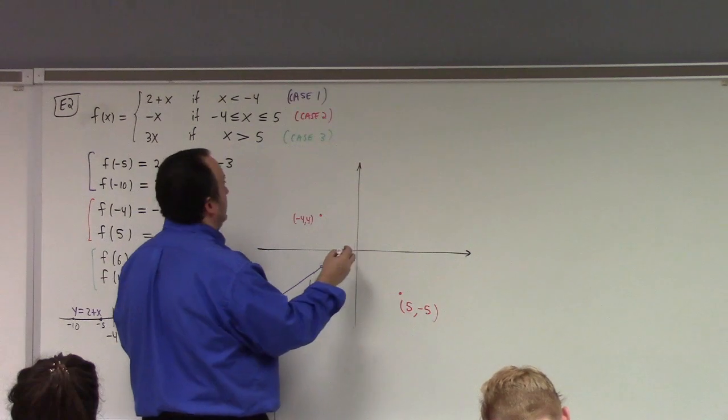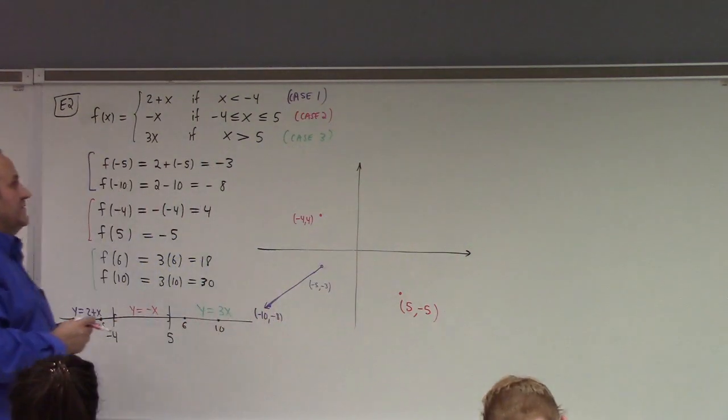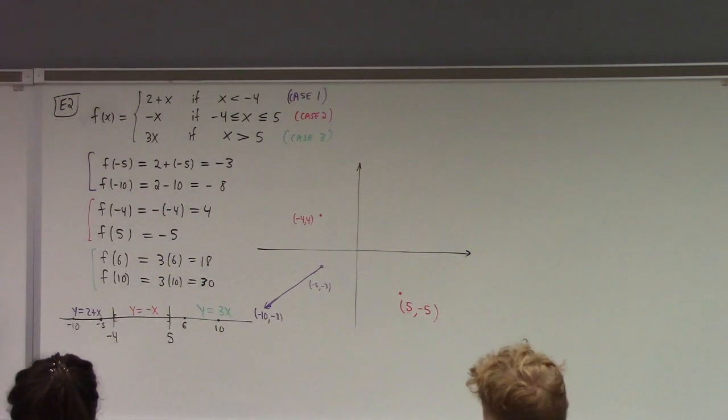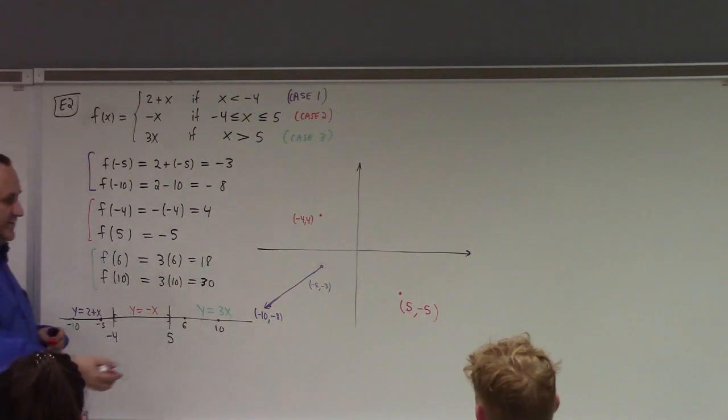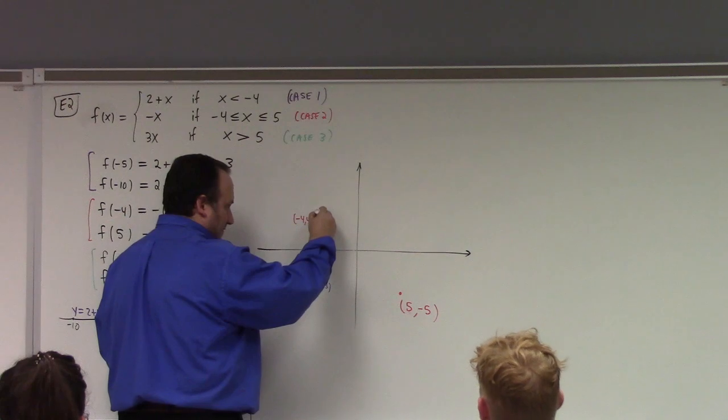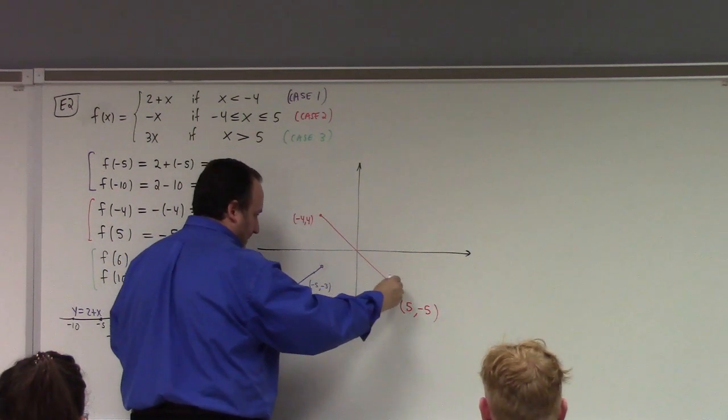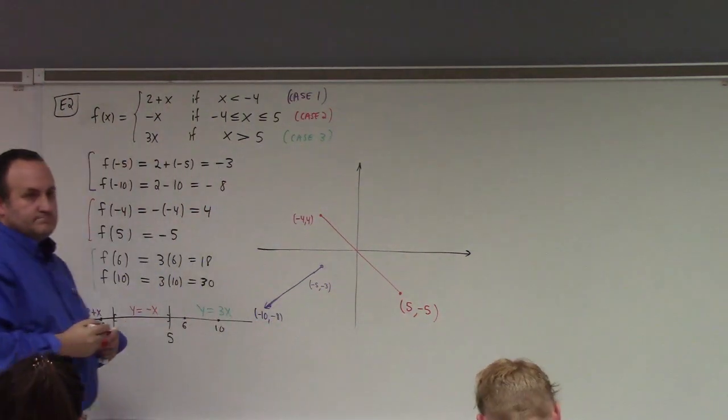So this is the graph of, and how about case 2? Does it go through the origin? We're graphing y equals -x, right? That goes through the origin. Has a slope of -1. So it's this thing. All right?